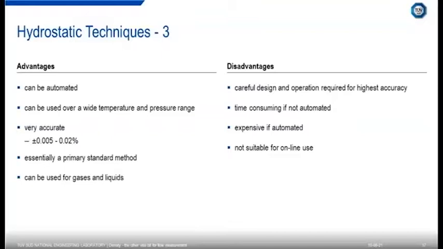However, as with any measurement technique, there are disadvantages, and careful design and operation is required, particularly if you're going to try and reach those sub 0.01% uncertainties. If they're not automated, they're time-consuming to use, but conversely, automating them tends to make them expensive. The other thing is they're not suited for online use, so they're not process instruments. They are laboratory, primary standard type instruments.